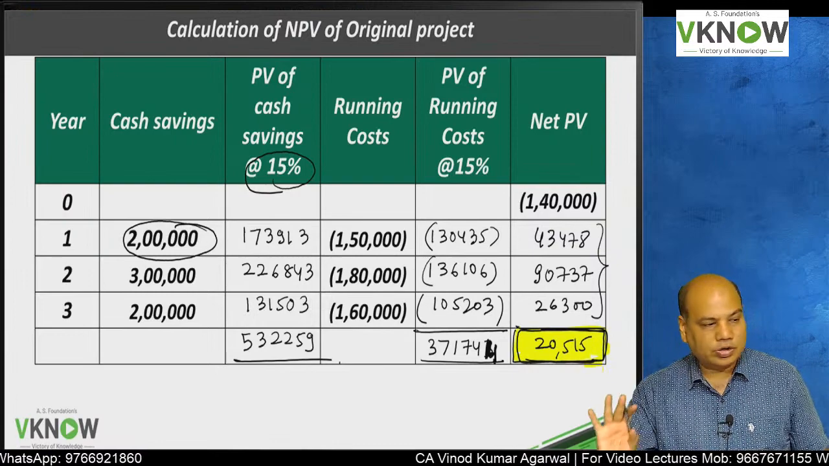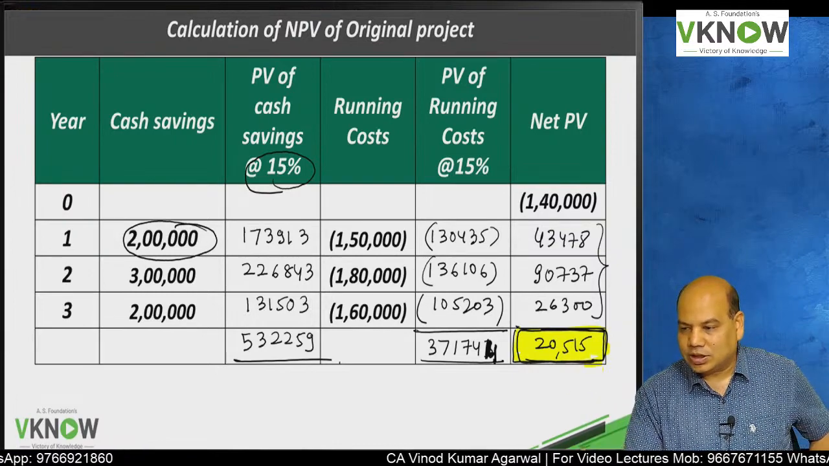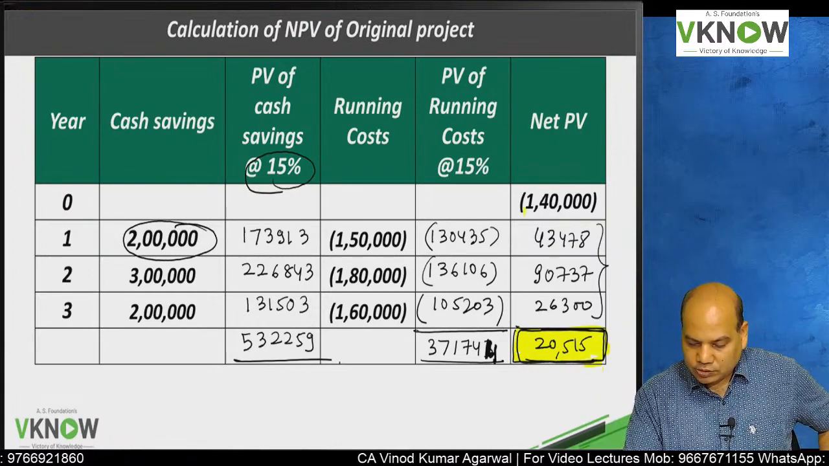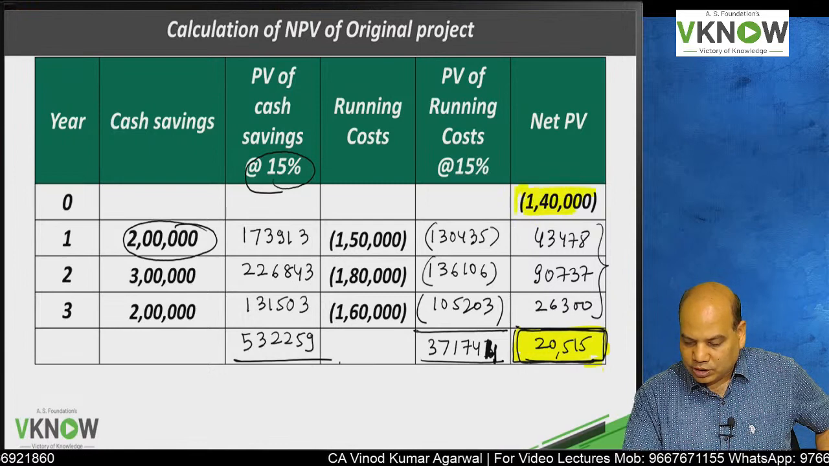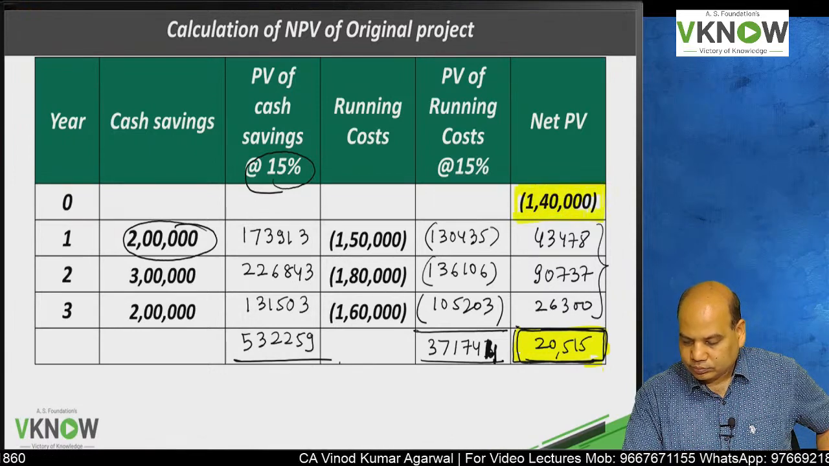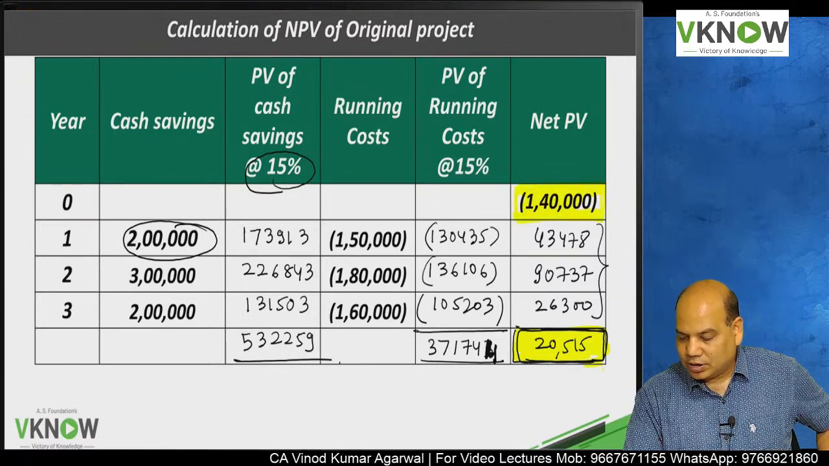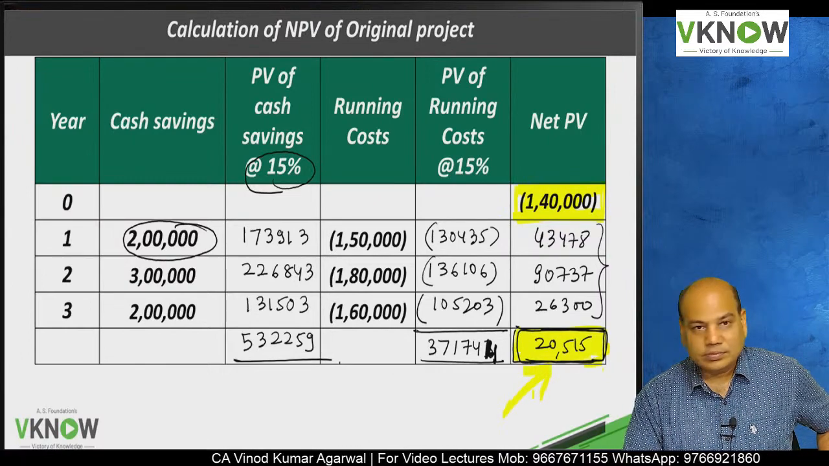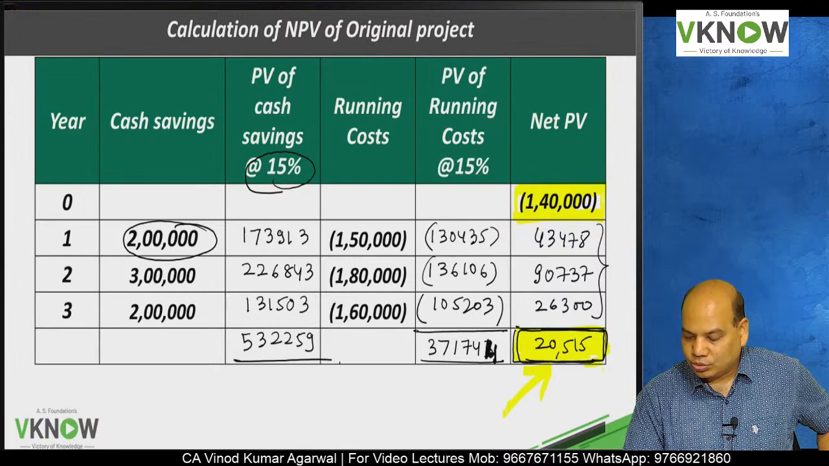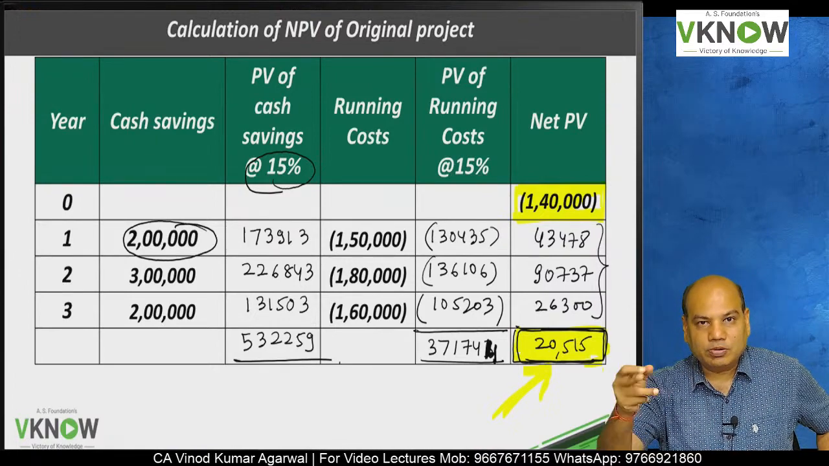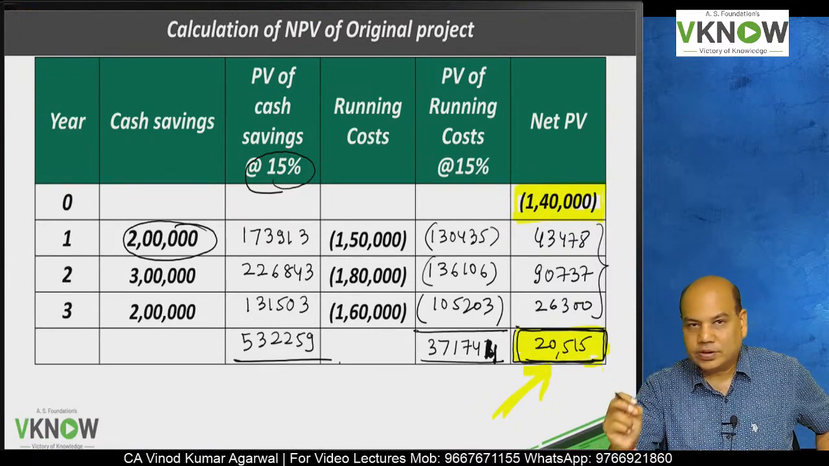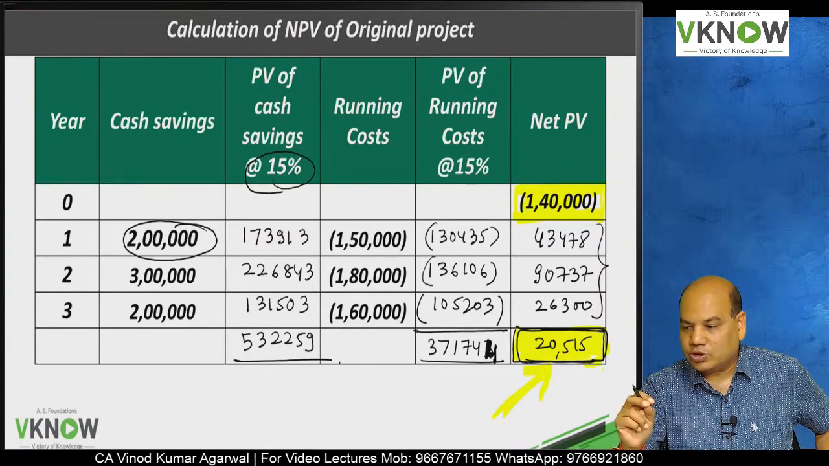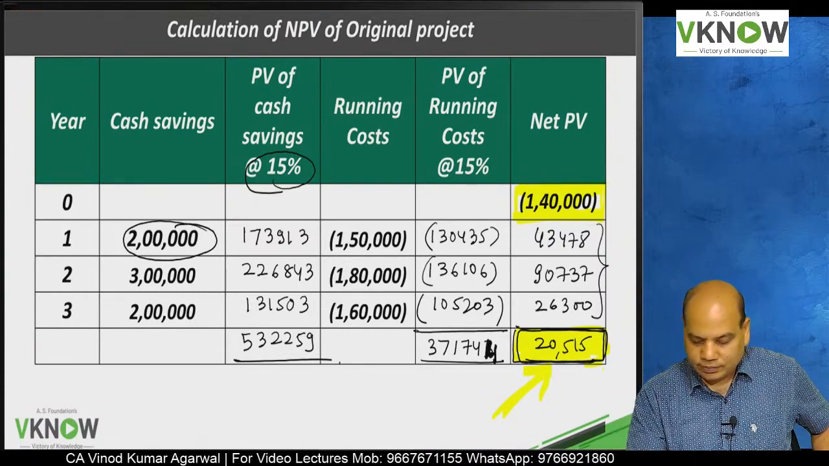Now understand the logic. In next 2 minutes the answer will be over. The cost of the project is 1,40,000. If this increases by 20,515, NPV will be 0. So my margin of safety for cost of the project is 20,515.